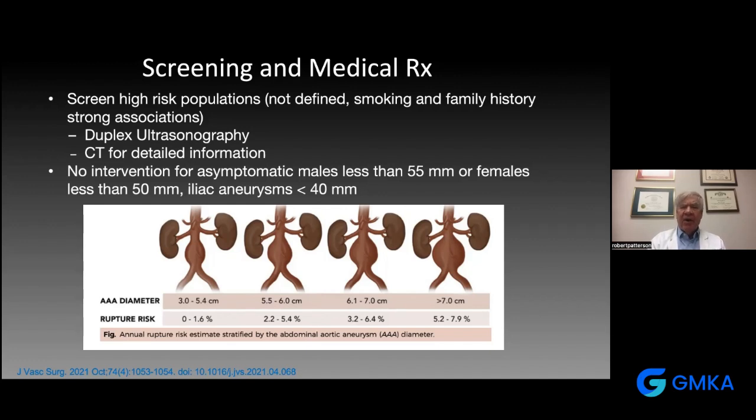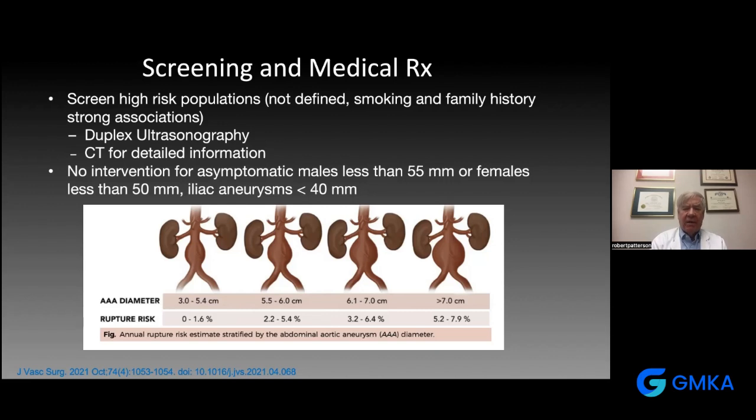So it's very well established that the guidelines suggest that a male with a 55 millimeter or less, or a woman with a 50 millimeter or less, should not be considered for intervention. And now the current recommendation for iliac aneurysms is 40 millimeters, which used to be 3 to 3.5. So that's expanding. And the most recent SVS risk assessment for ruptures is considerably more conservative than previous estimates. And so the published risk is that the rupture risk is extremely small, certainly less than 2% for small aneurysms of less than 5.5.